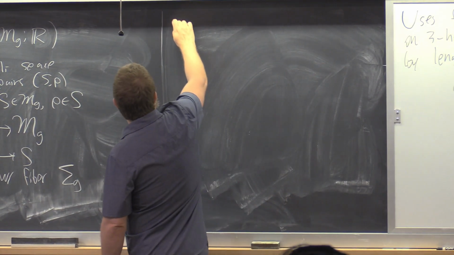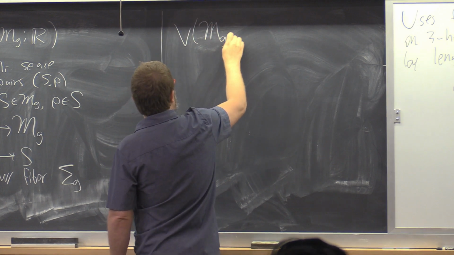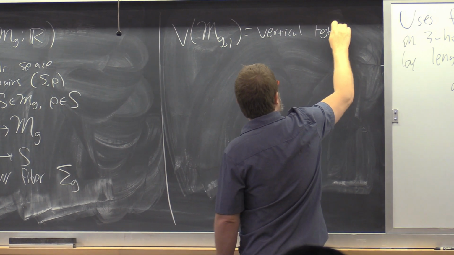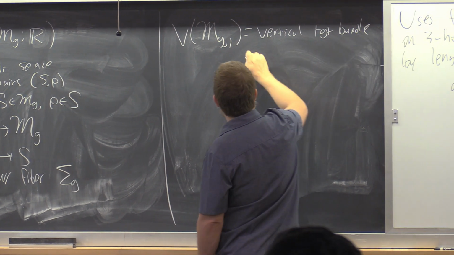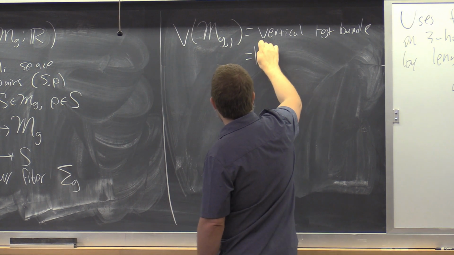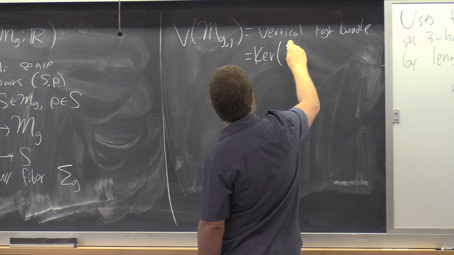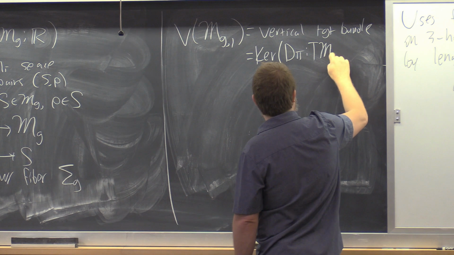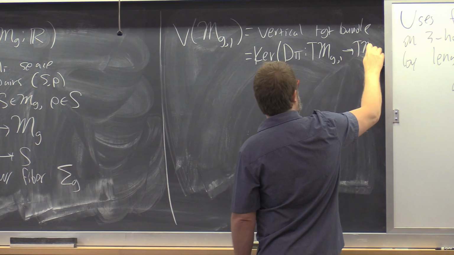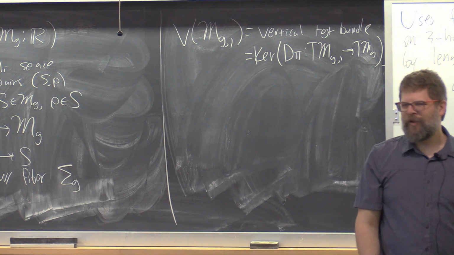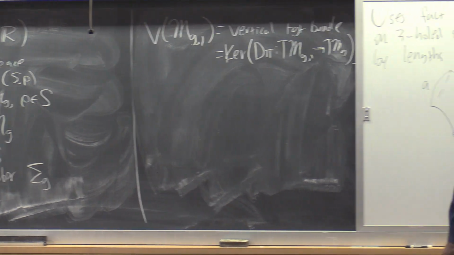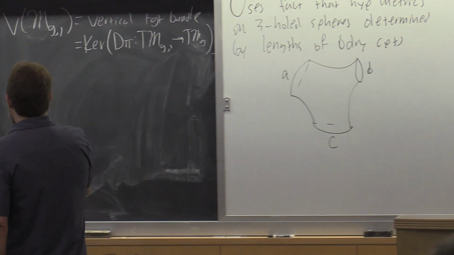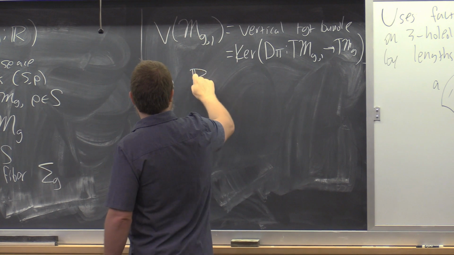So the line bundle L over M_{g,1} is called the vertical tangent bundle. What is it? I'm going to do it in the following way. This is the kernel of the map we get by taking the derivative of π, which goes from the tangent bundle of M_{g,1} to the tangent bundle of M_g. So it's just the tangent vectors that lie along the fibers. Okay, so this is a 2-plane bundle.